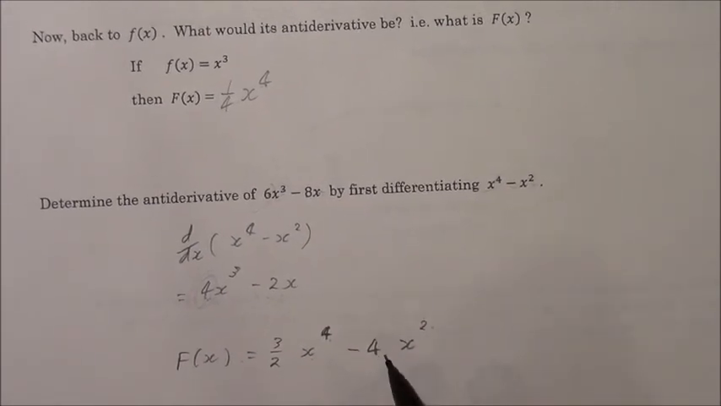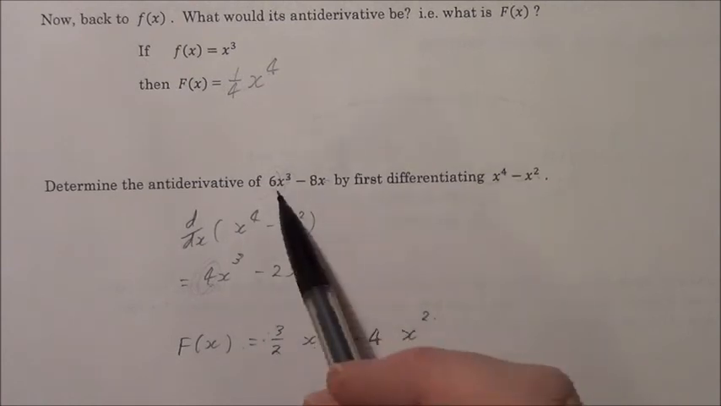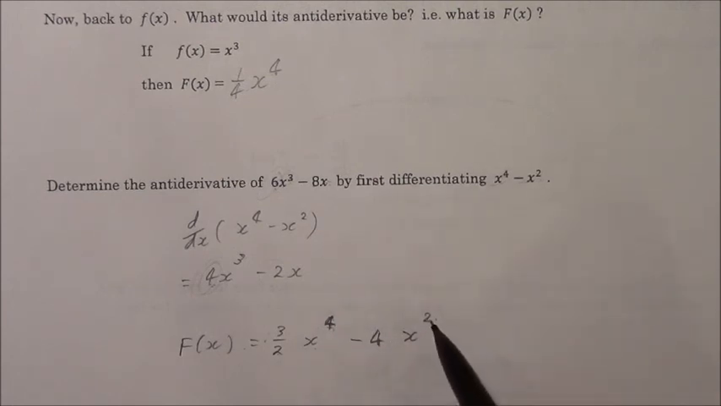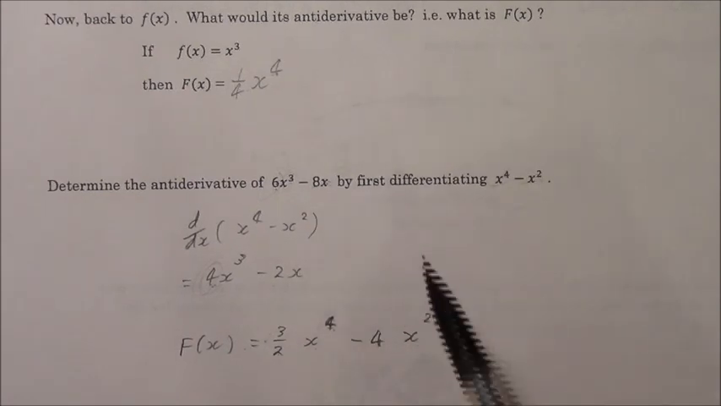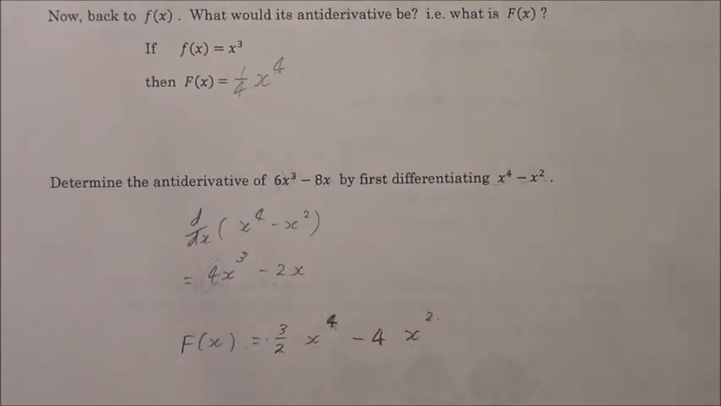So just to check this, we take the derivative, so we take 4, bring this down in front. 4 times 3 over 2, well 4 times 3 is 12, divided by 2 gives us 6. And then that exponent drops down to 3. And then for this term here, we bring the 2 down in front. Negative 4 times 2 gives us negative 8. We subtract 1 from the exponent here just to get x. Okay, so that is the antiderivative.